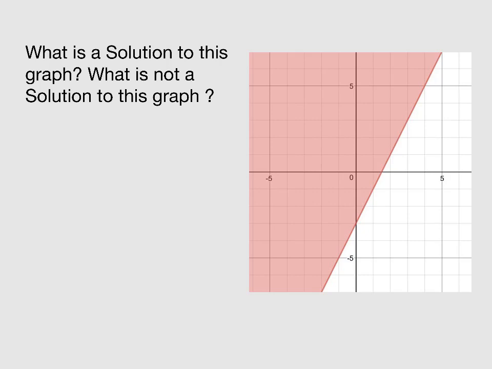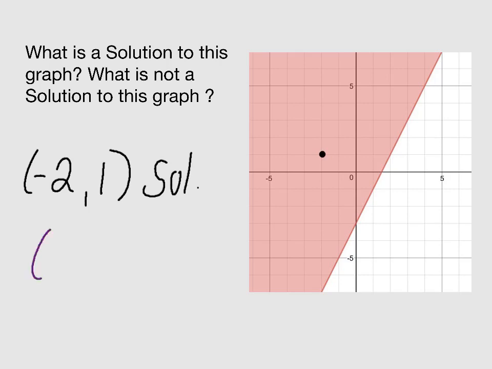So let's go ahead and look at if it tells us the point -2, 1. -2, 1 is right there. This is a solution. Now let's look at the point 5, -4. I go right 5, down 4, and that is not in the shaded area. So this is not a solution.